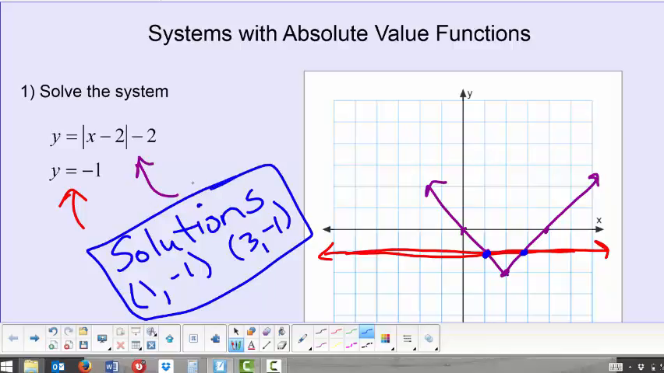And remember, the solution to a system is where the two intersect, and where that absolute value function and that linear function intersect are those two places. So that would be my answer.